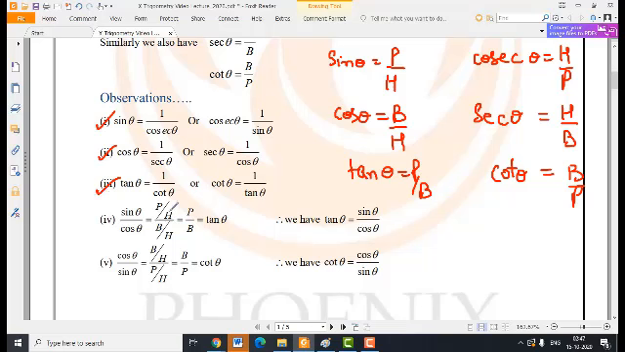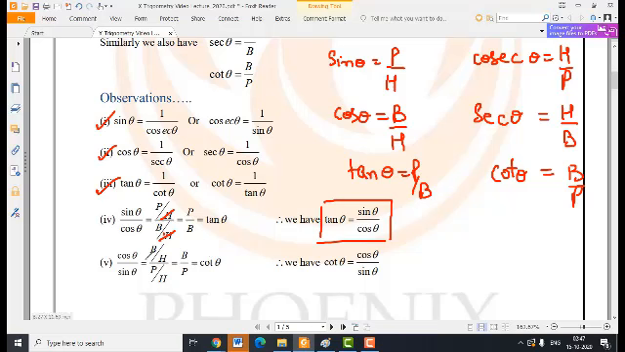Sine theta is p upon h, and cos theta is b upon h. Now if I take the ratio, h and h are going to cancel out and I am left with p by b. What is p by b? We can observe that perpendicular upon base is nothing but tan theta. So sine theta upon cos theta is nothing but tangent, or tan theta. So I can write that tan theta is nothing but the ratio of sine theta upon cos theta.